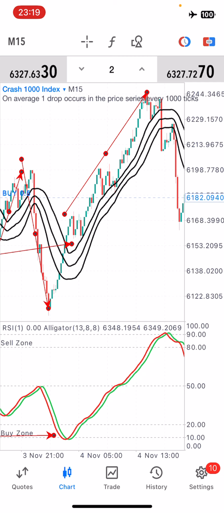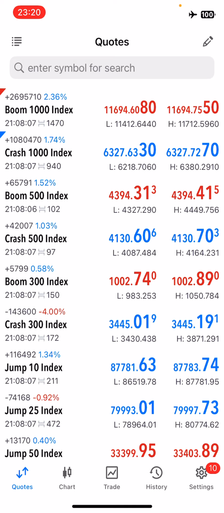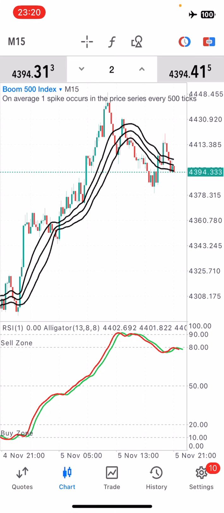But if you want to swing trade it and hold for more than a day, then you can do an analysis from the daily time frame and probably find the entries from your 4-hour time frame. Okay, so this applies, like I said, to all boom and crash indices. Let's look at maybe boom 500 and see if we have something.